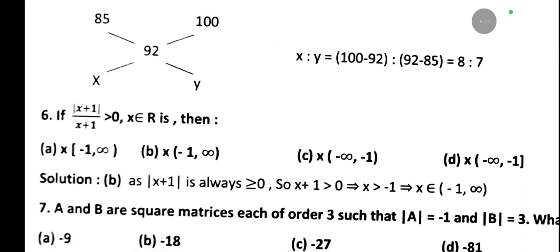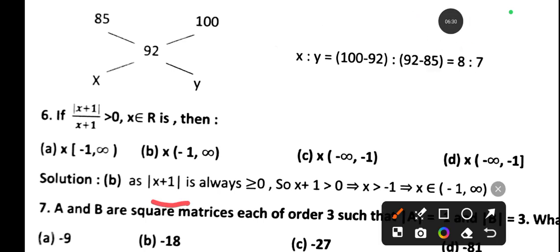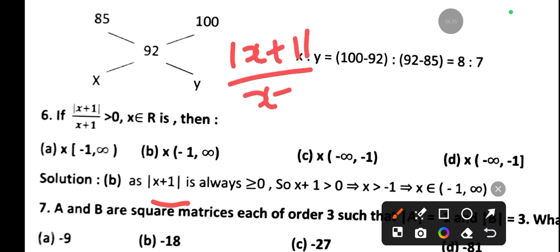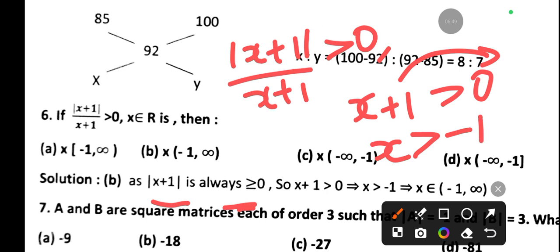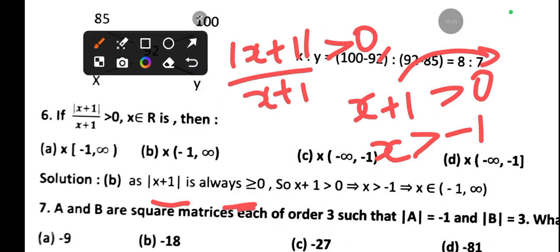Going to the sixth one. If you see the sixth one, again it's easier now. They have given modulus of x plus 1 by x plus 1 always greater than 0, then what will be the x? Since it's always greater than 0, x plus 1 is also greater than 0. Plus 1 goes to the other side as minus 1, so x is greater than minus 1. So the answer is minus 1 comma infinity. So I think option B is suitable.